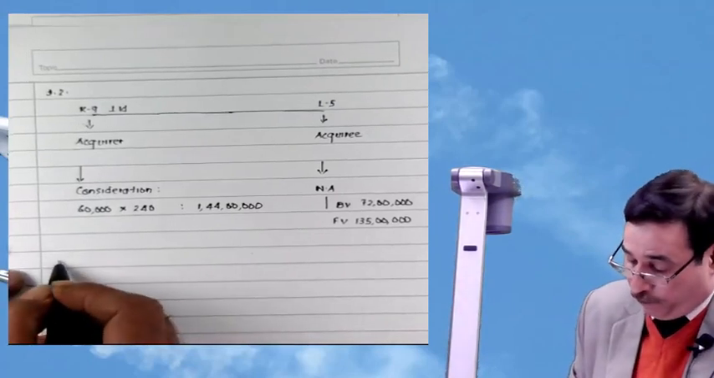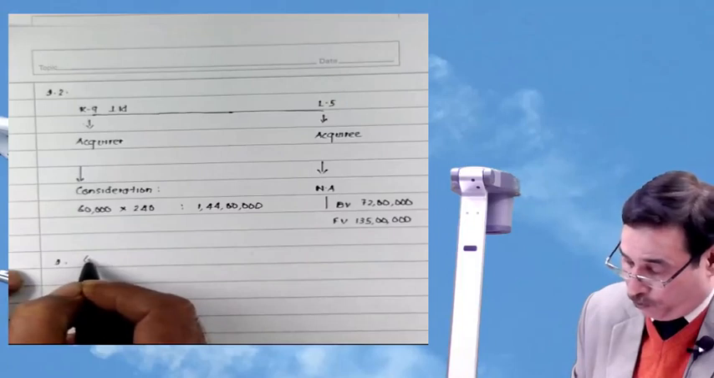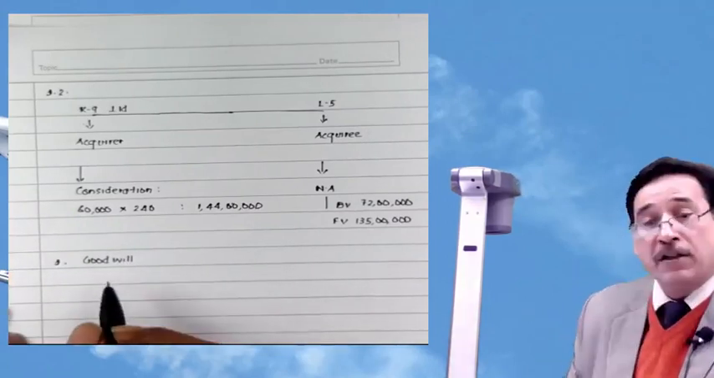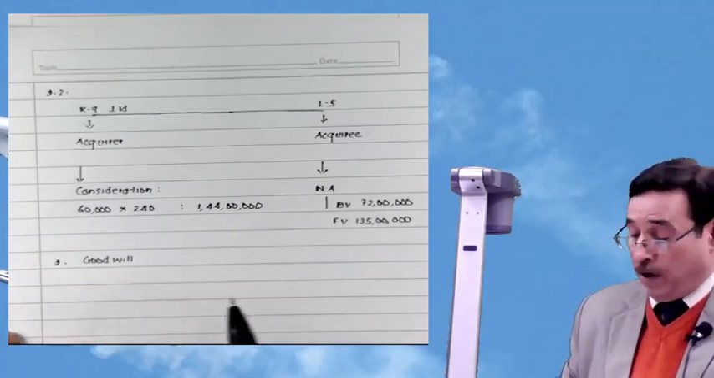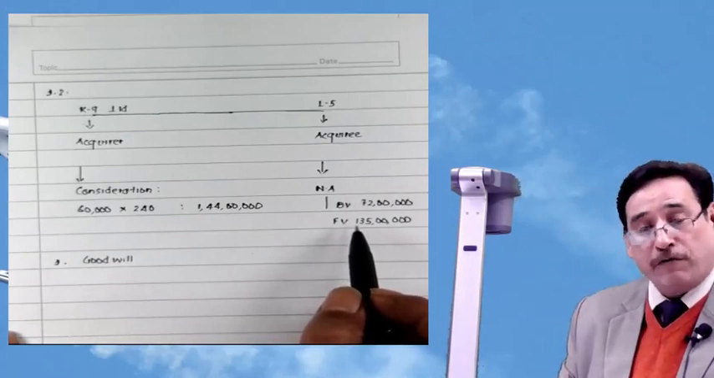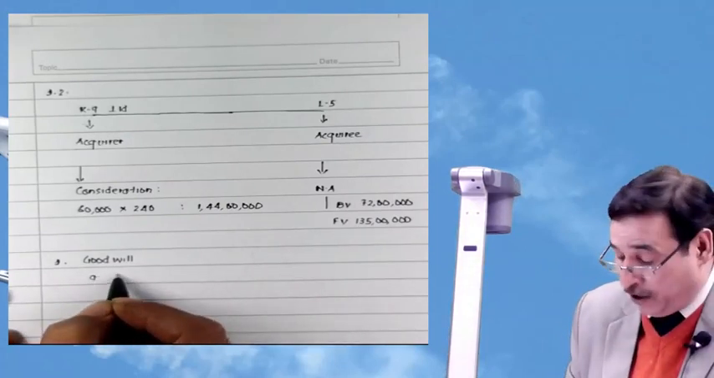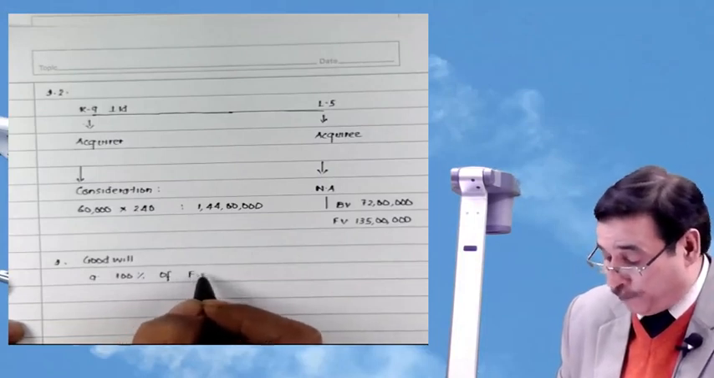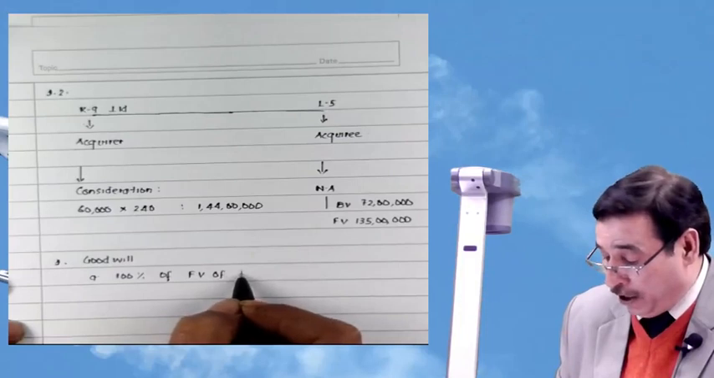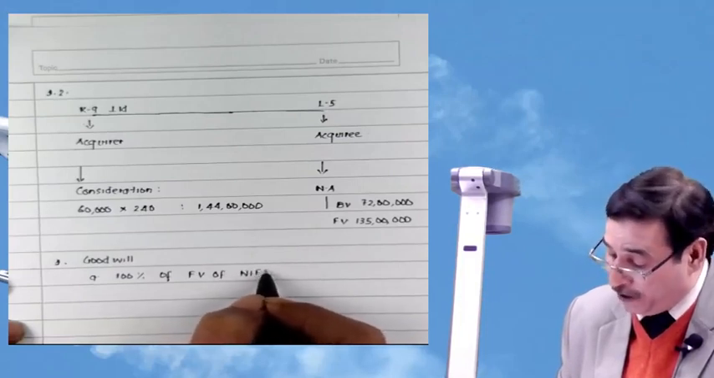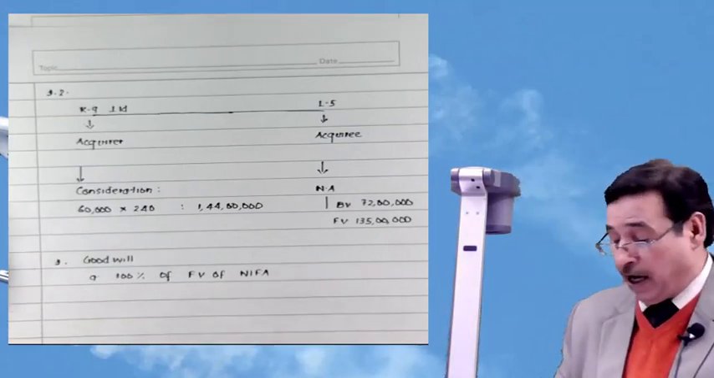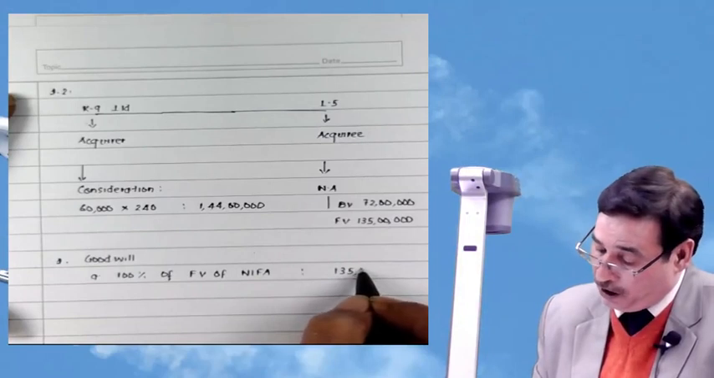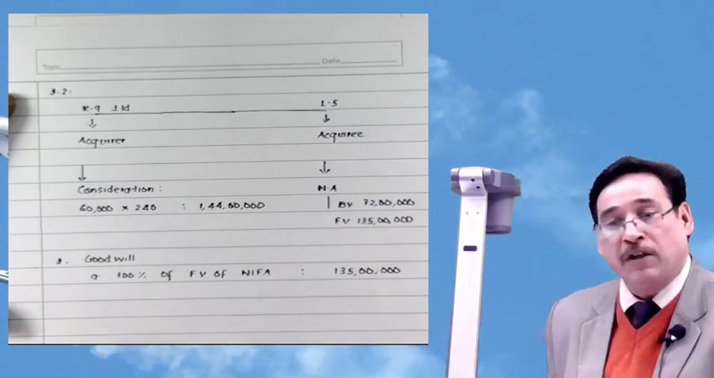So now, we shall compute the amount of goodwill first of all. In order to compute goodwill, as I said a moment ago, first of all we need to note down very coolly the total value of identifiable assets, of course at fair value. So I will write here A, 100% of fair value of net identifiable assets, NIFA, of the acquiring company, which happens to be 135 lakhs. It is given to you in this question, isn't it?